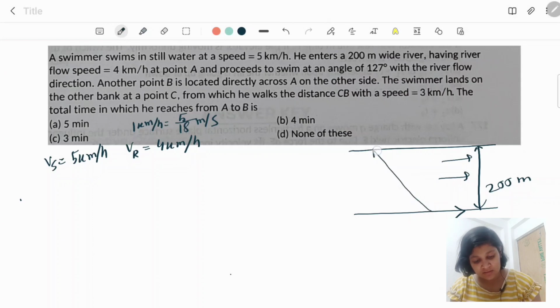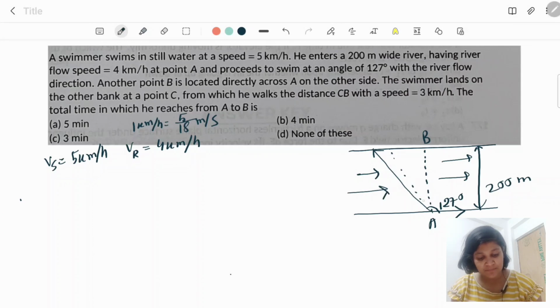and our swimmer is swimming at an angle of 127 degree. So this is 127 degree, and this point is A. There is another point which is vertically opposite, B. Now the swimmer ends up, because there is a drag of water pulling him, somewhere near here, and from that point he walks towards B. They want us to know the total time that he takes from reaching A to B. That is the time he would have taken if there was no drag in going from A to B, or he could have gone straight, and the time he has taken by walking from C to B.